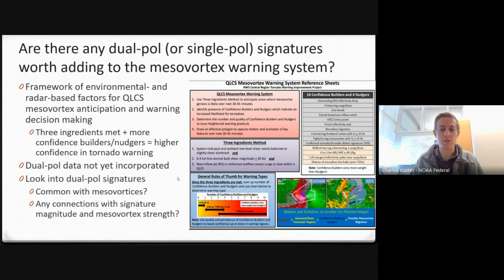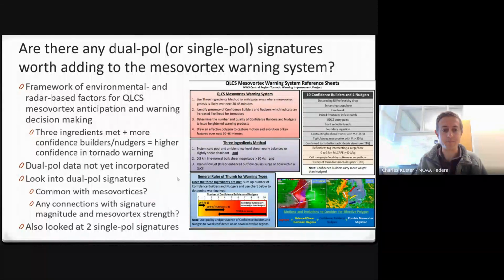For these dual-pol signatures, are they common with mesovortices? Is there any connection between the magnitude of the radar signature and the strength of the mesovortex? These are all questions that we wanted to answer. And then we also looked at those questions with 2 single-pol radar signatures as well.